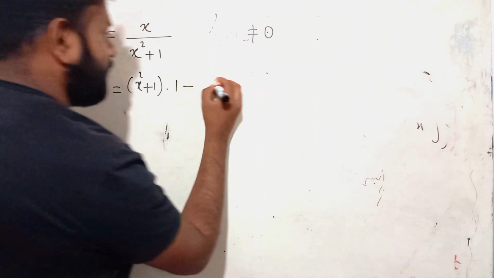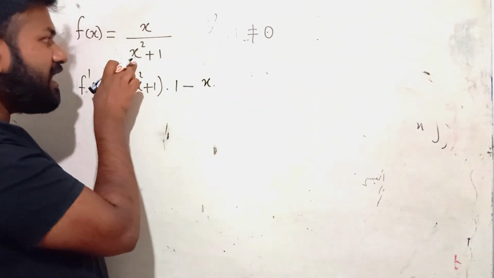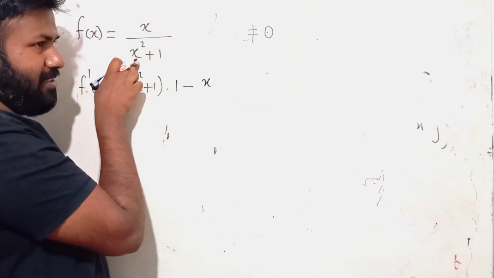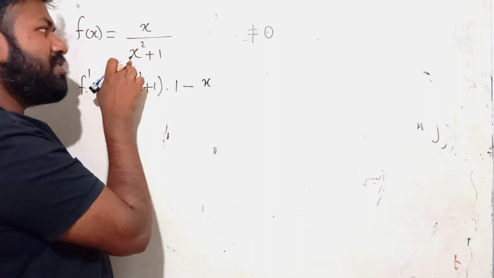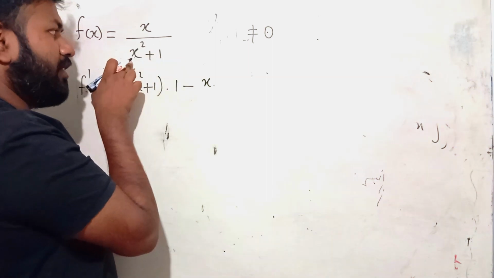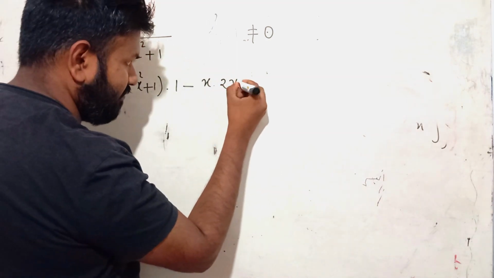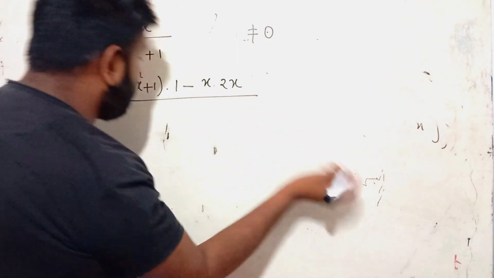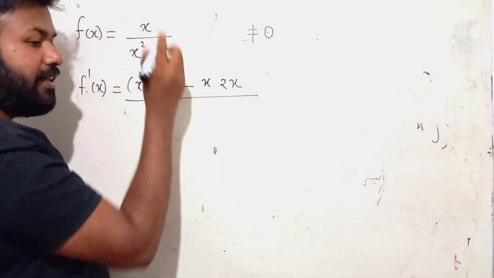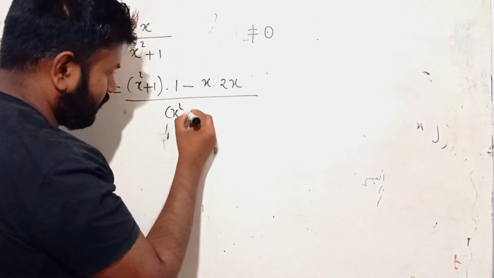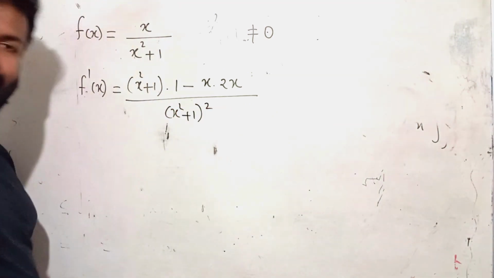Now you have to do the same process the other way around. You have to write whatever is in the numerator, x, into the differentiation of the denominator. So you have to differentiate this expression x squared plus 1. If you differentiate it, it's going to be 2x plus 0, 2x, divided by the square of the denominator, x squared plus 1 whole thing square.